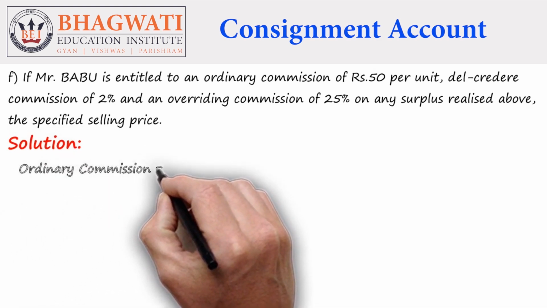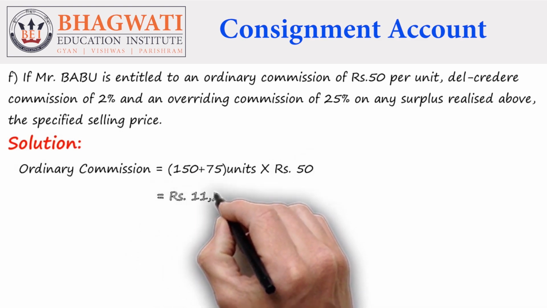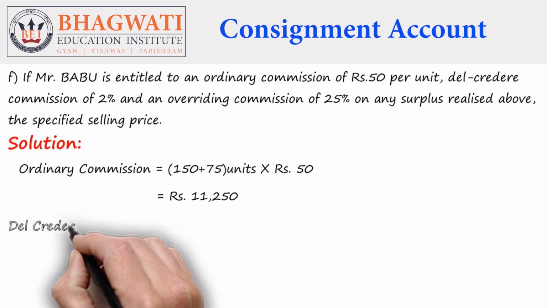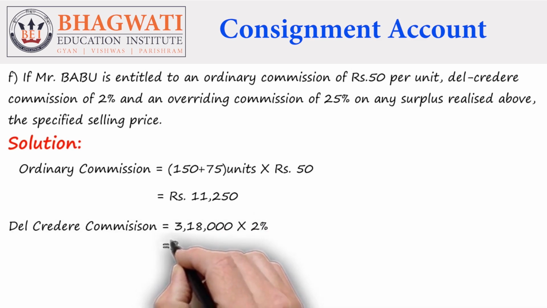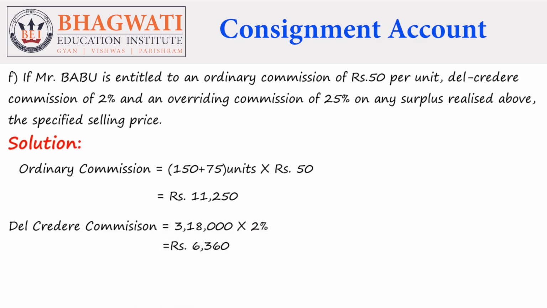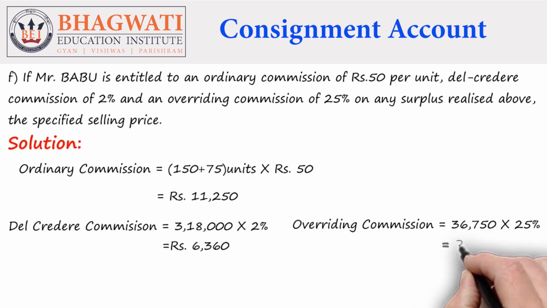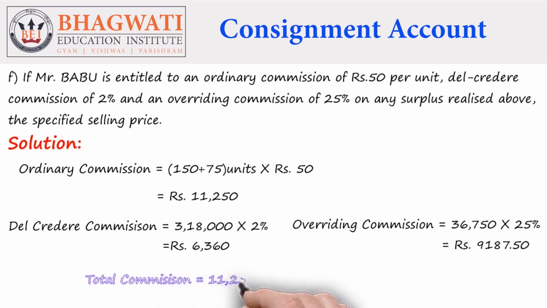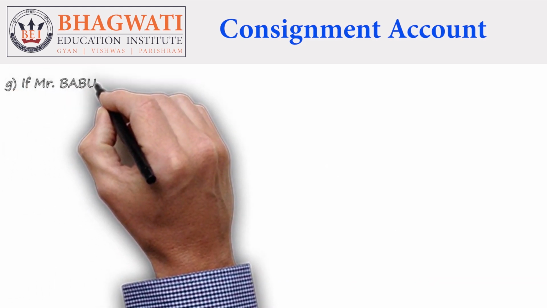Ordinary commission: 150 plus 75, same calculation, multiply by 50. So it is rupees 11,250. Clear? Del credere commission, again we know it should be on 3,18,000 into 2%, which is nothing but rupees 6360. Overriding commission, we have already calculated it, 36,750 into 25%, so rupees 9187.5. So my total commission will be 11,250 plus 6360 plus 9187.5, which is 26,797.5. Clear? Let us discuss the next and the final case.